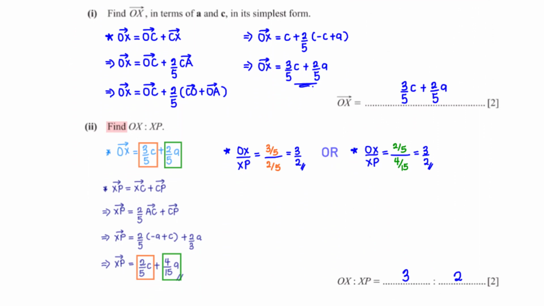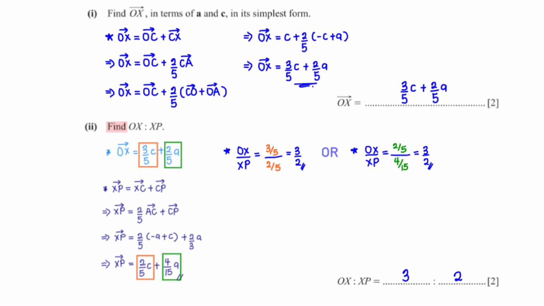Find OX is to XP. We've already found OX in the previous question to be 3/5 c plus 2/5 a. We need to find XP. XP can be expressed as XC plus CP. XC is 2/5 of AC. AC is negative a plus c and CP is 2/3 of a. When we expand the brackets and simplify, we get 2/5 c plus 4/15 a.